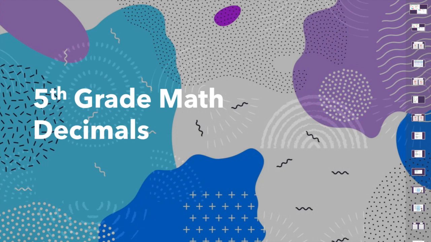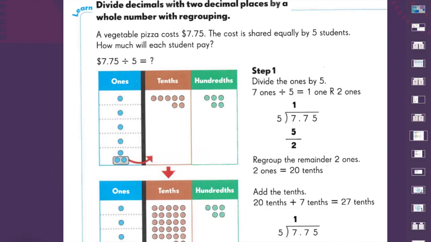In today's lesson, we will look again at dividing decimals with regrouping. We're also going to look at finding quotients to the nearest tenth and to the nearest hundredth. So we're going to be looking at dividing decimals with 2 decimal places by a whole number, and regrouping is involved. So let's look at this problem up here.